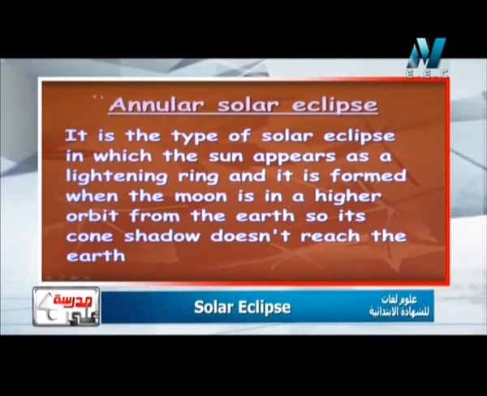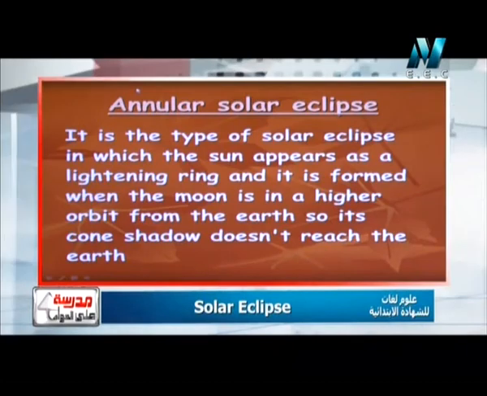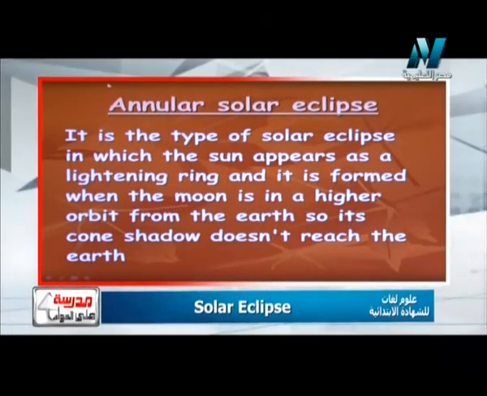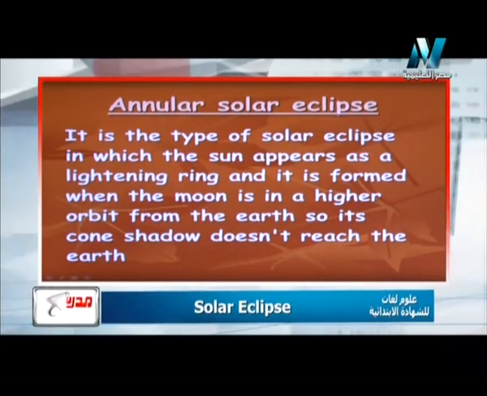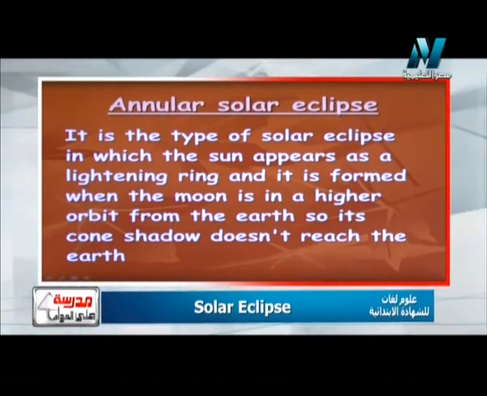Again, the annular solar eclipse is a type of solar eclipse in which we can see the sun as a lighted ring, or in which the sun appears as a lighted ring, and is formed when the moon is in a higher orbit from the earth so its cone shadow doesn't reach the earth.